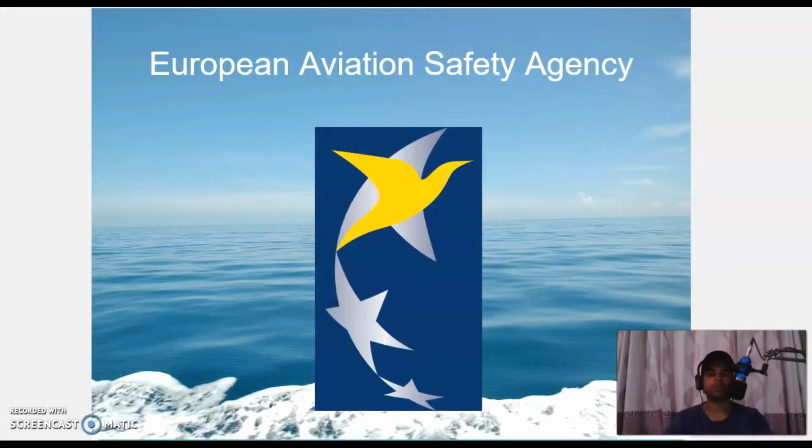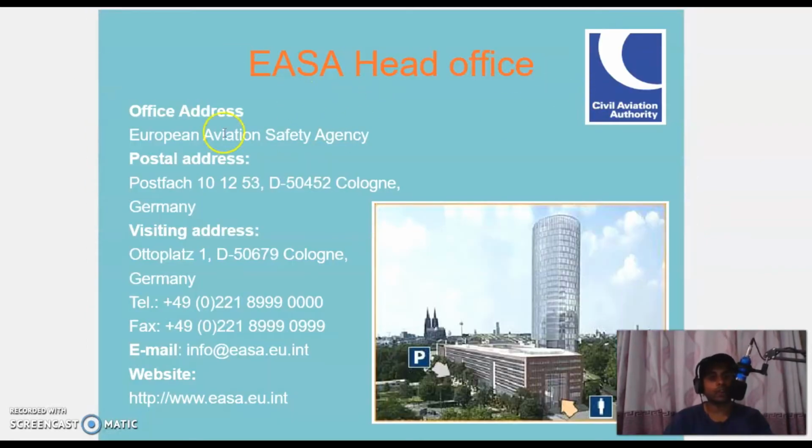Okay, let's move to the introductions. This is the European Aviation Safety Agency logo, right? Now we are going to move to the EASA head office. The office address is European Aviation Safety Agency, and the postal address belongs to Germany, and they have telephone numbers, fax numbers, email, and website.